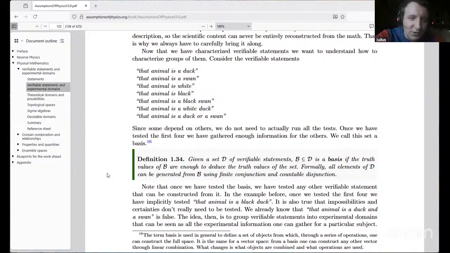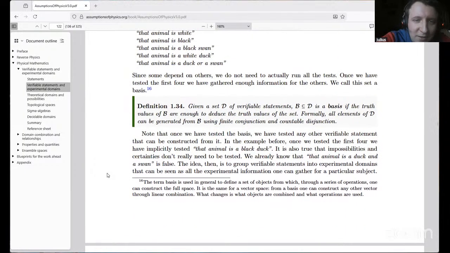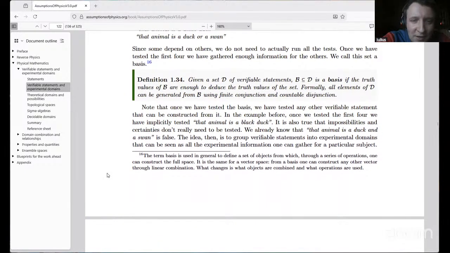Okay, so the definition is: given a set D of verifiable statements, a set B, a subset of D, is a basis if the truth values of B are enough to deduce the truth values of the set. Formally, all elements of D can be generated from B using finite conjunction and countable disjunction.